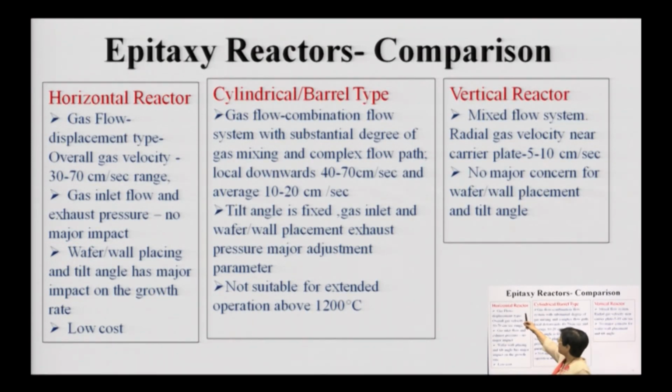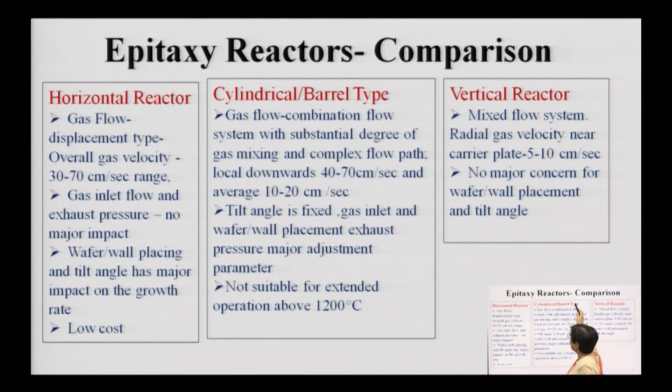This is a horizontal reactor, with a displacement type gas flow. Overall gas velocity is 30 to 70 centimeters per second. Gas inlet flow and exhaust pressure have no major impact. Wafer and wall placing and tilt angle have a major impact on the deposition rate. It is comparatively less expensive.